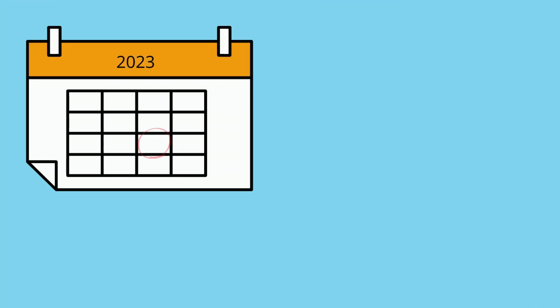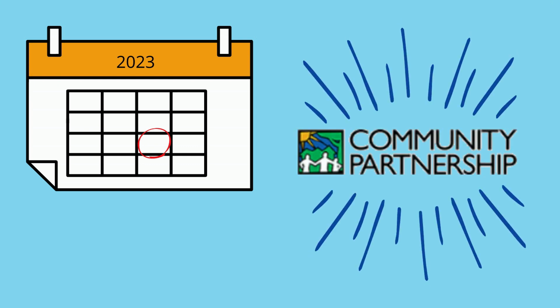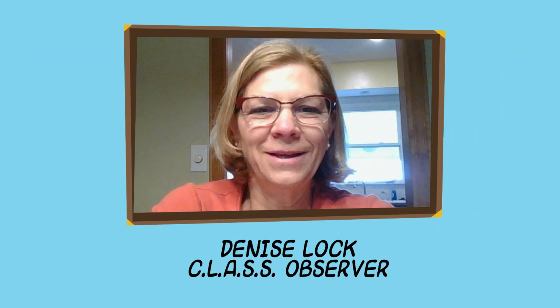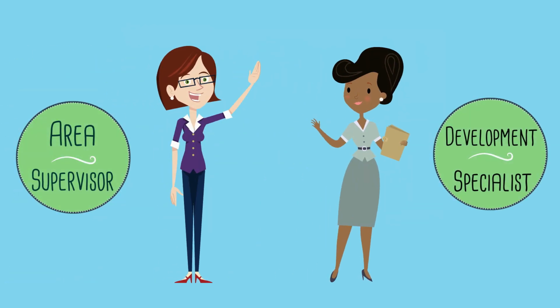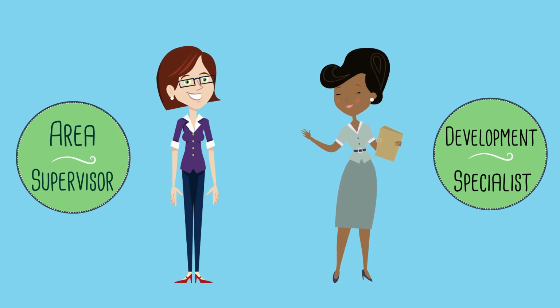C.L.A.S.S observations happen once a year. We contract with an outside agency to complete it, which helps keep the observations objective. At OCAC, Denise Locke has been our class observer for years. We've been lucky to develop a close relationship with her, and for many staff, it's nice to see the same person year to year. Many of our support staff are also trained in class observation and can offer helpful advice and answer questions throughout the year.